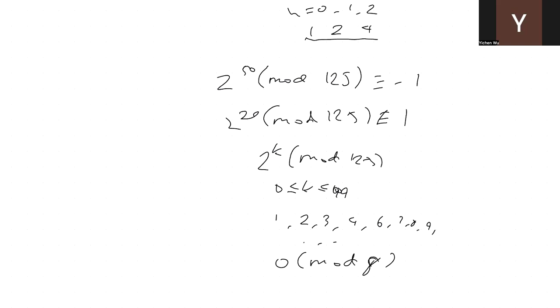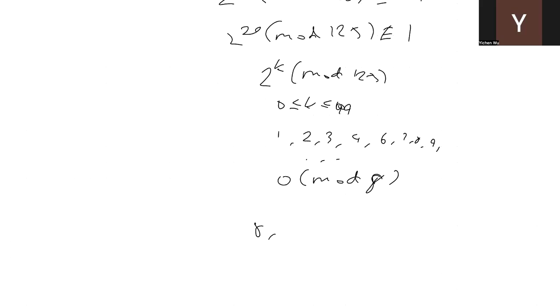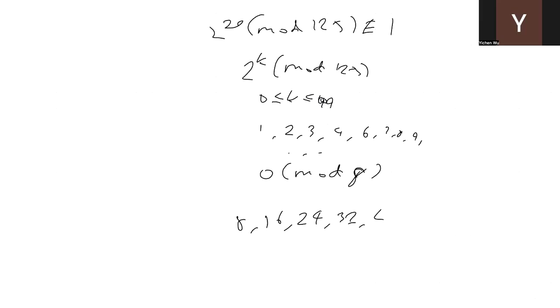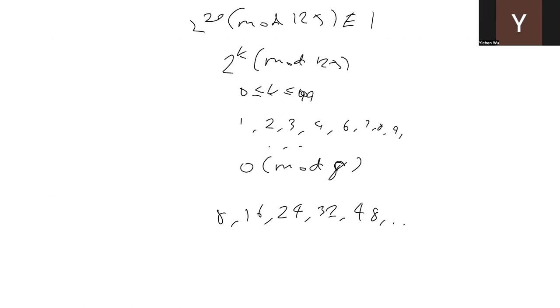be like 8, 16, 24, 32. Skip 40 because it must be relatively prime to 125. So to 48 immediately, and so on. Now this ends up at 992.